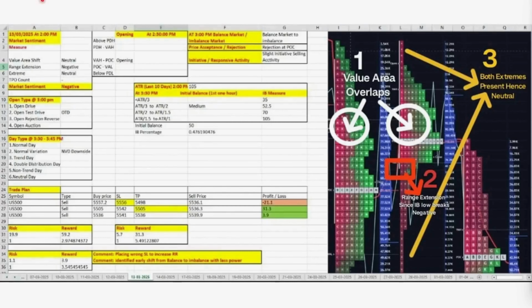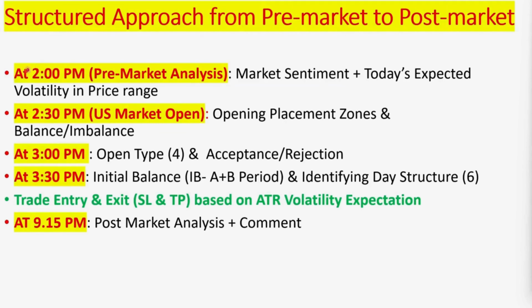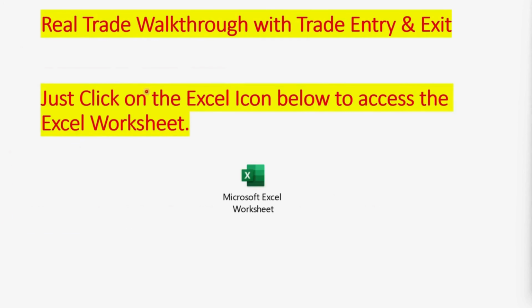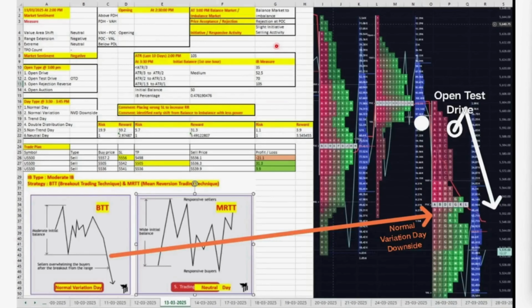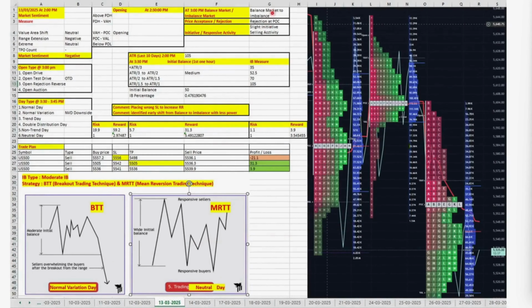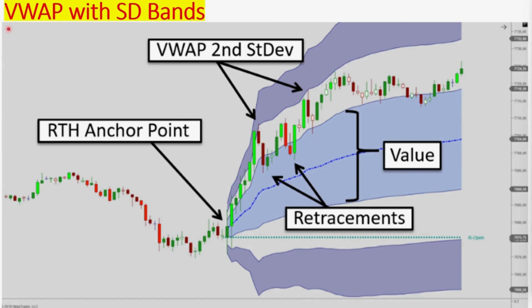Up to this point, we have thoroughly explored the entire structured approach from pre-market to post-market analysis. During this process, it's common to encounter challenges in identifying the shifts between balance and imbalance, as well as understanding how the day's value area develops. That's why in the following slides, I have incorporated the VWAP with standard deviation bands.